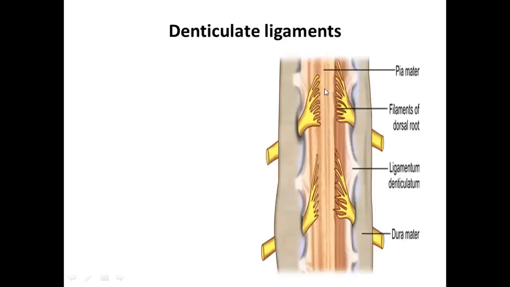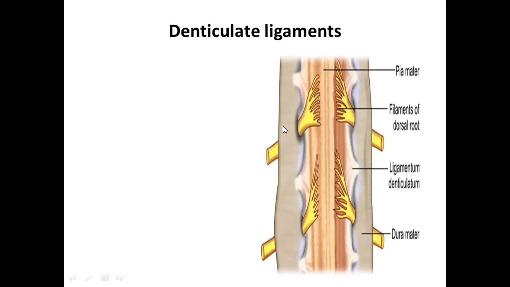Here, as we said before, this is the spinal cord. Attached to the spinal cord is the pia mater, adherently attached to the spinal cord. The outer layer is the dura mater. If we look here, this is a denticulate ligament.